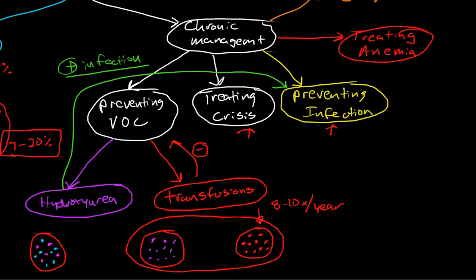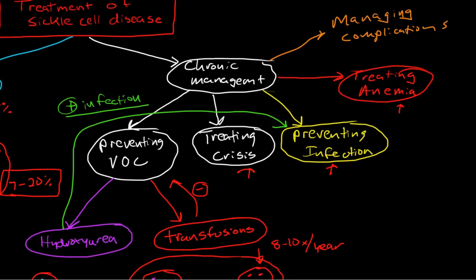In my next video I'm going to talk about how to treat crises when they occur, how to prevent infections, how to both treat and prevent anemia, and how to manage complications of vaso-occlusive crises and the chronic complications of sickle cell anemia.